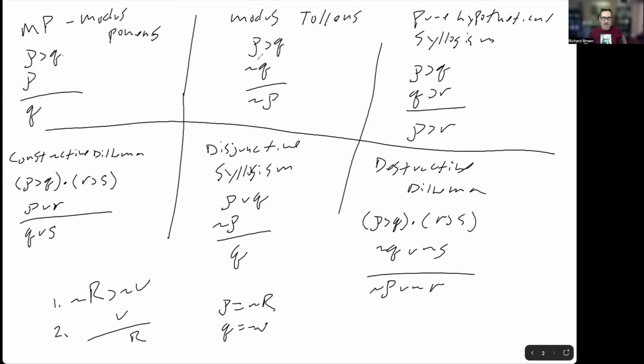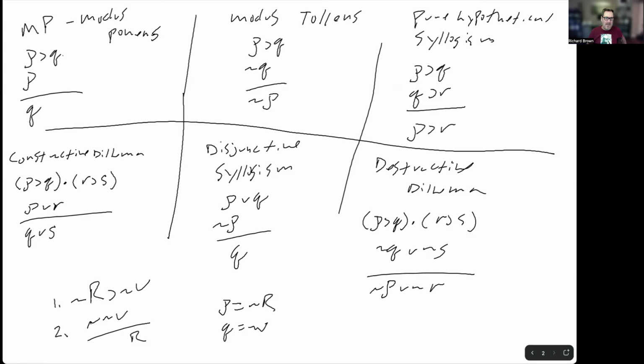Now, if there was only one tilde there, that's also not modus tollens, because this says tilde V, and so does this. So this is not a tilde of the thing that's right there. So you have to be very careful when you're interpreting these kinds of arguments.